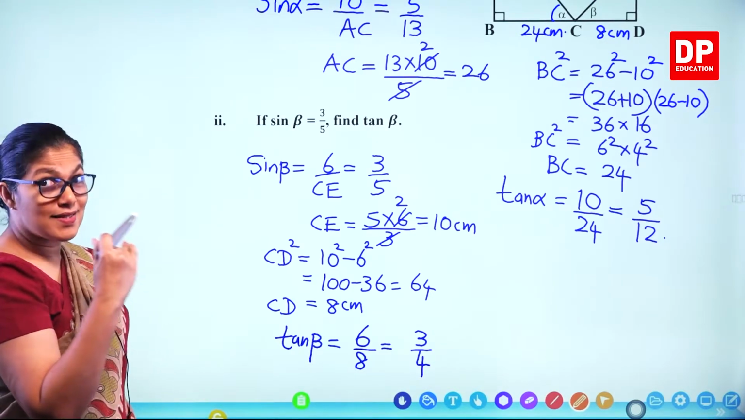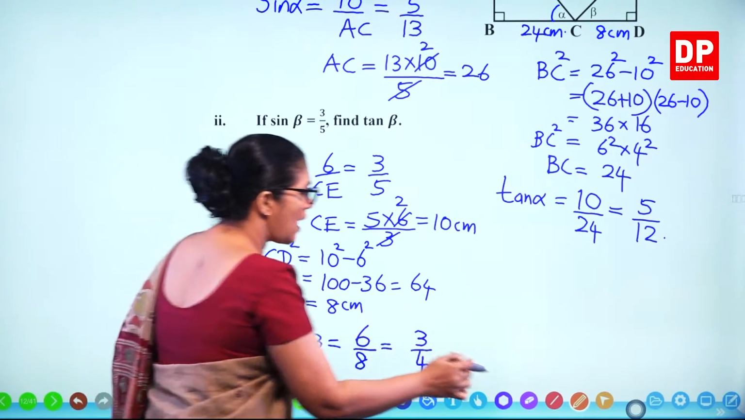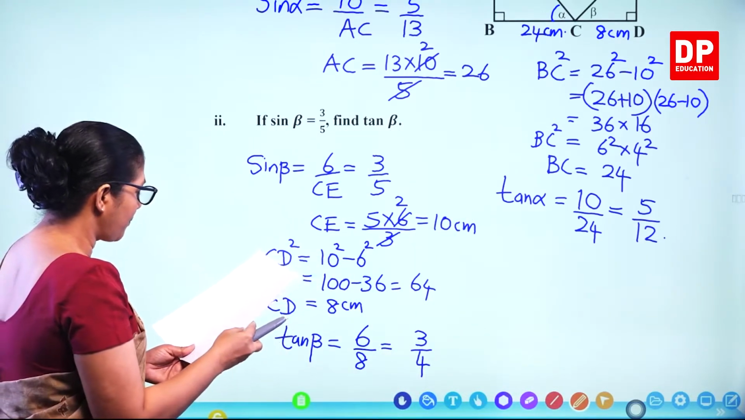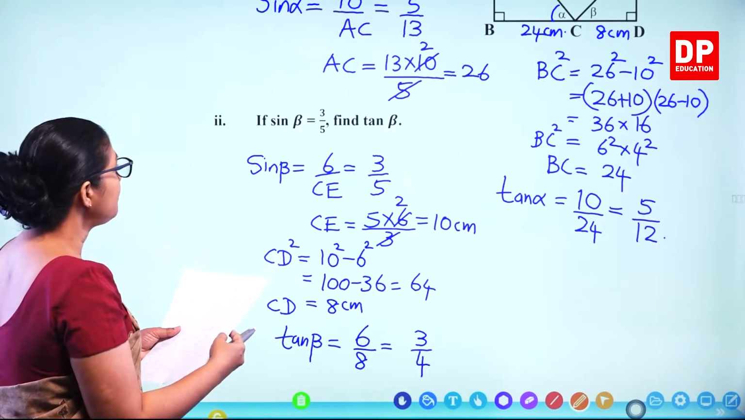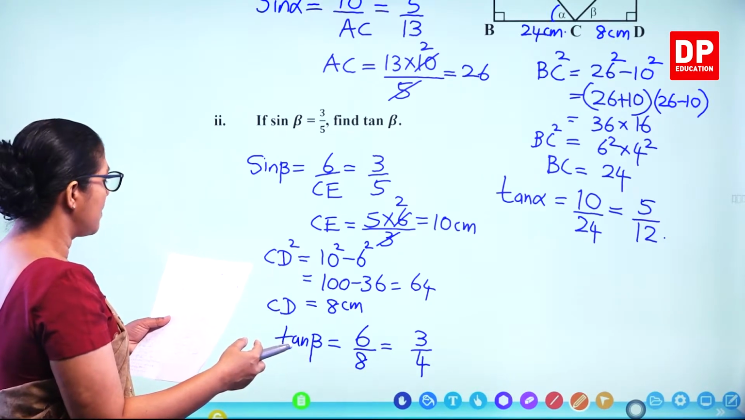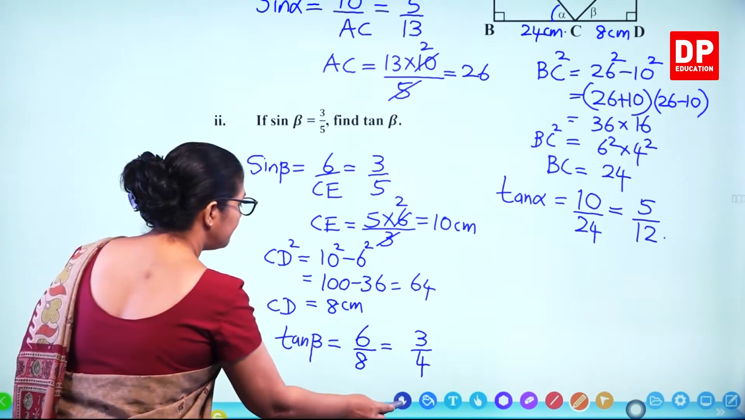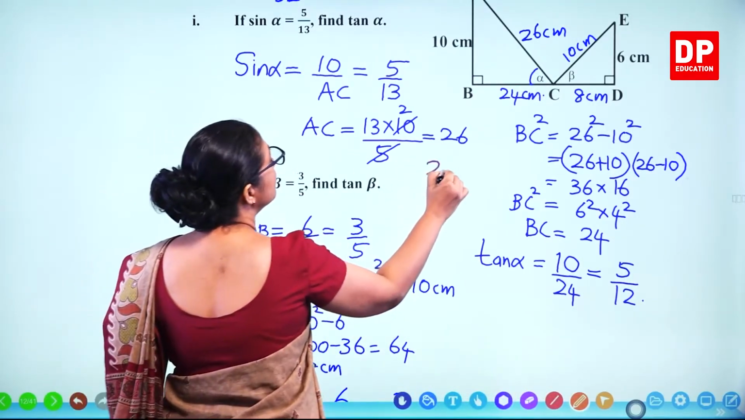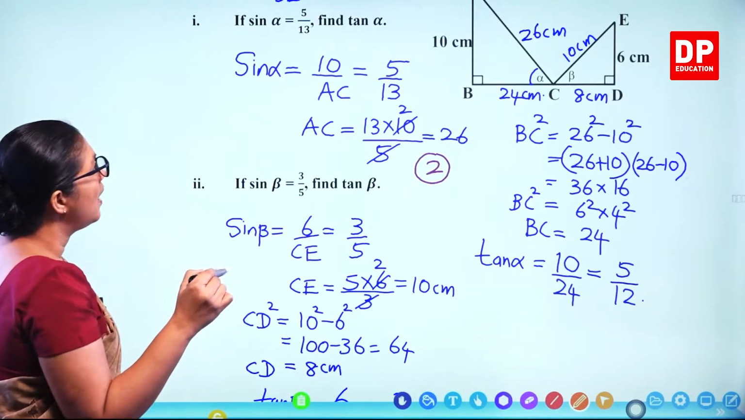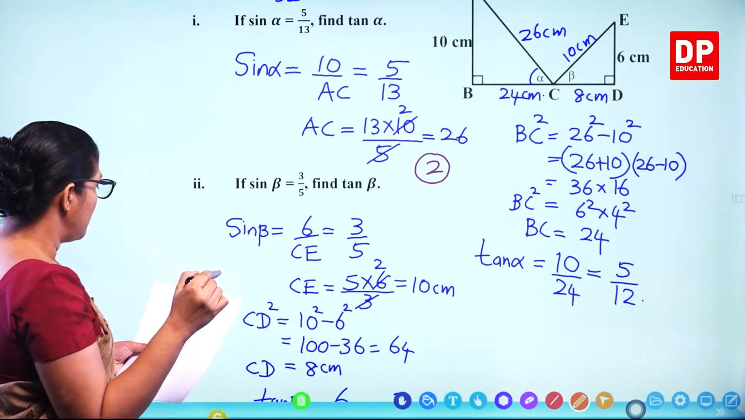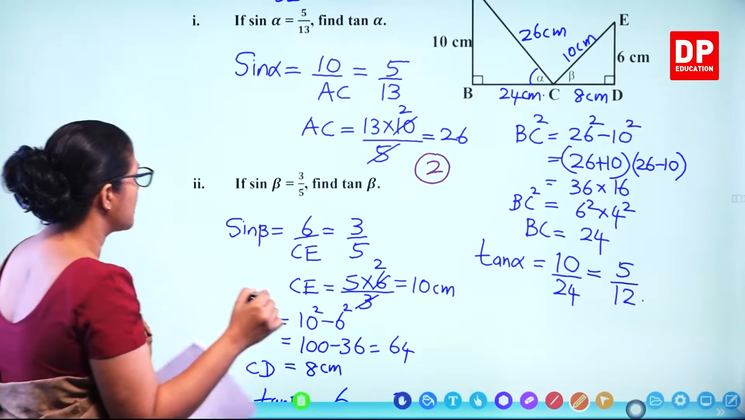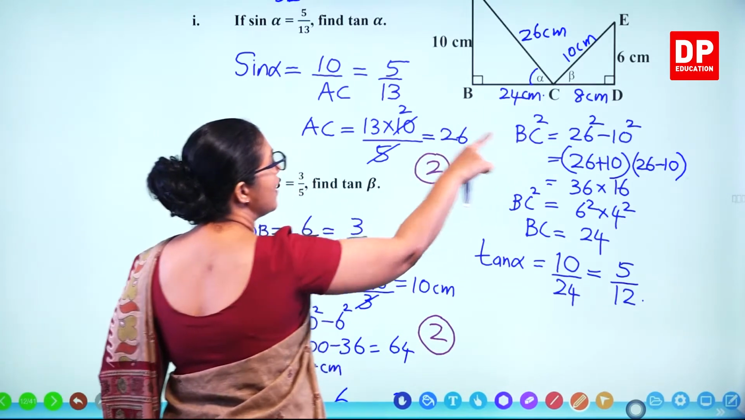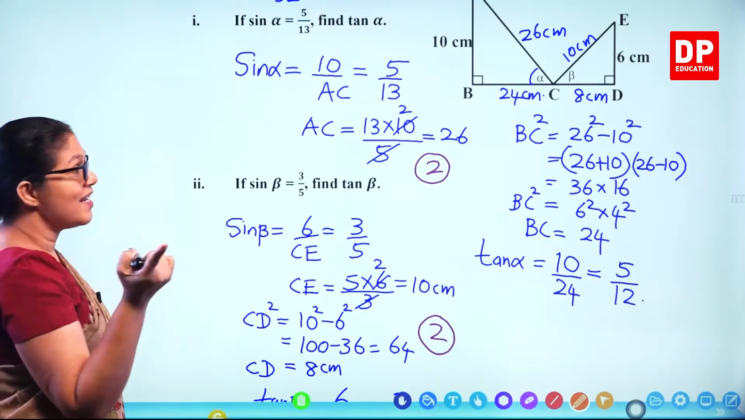So see, several parts are there. First you have to use the sine beta ratio and then find the tan beta value. So in this question, you are getting 2 marks. And this one, you are getting 2 marks. Here I have done the long way. Here, without that also, you can easily take it.